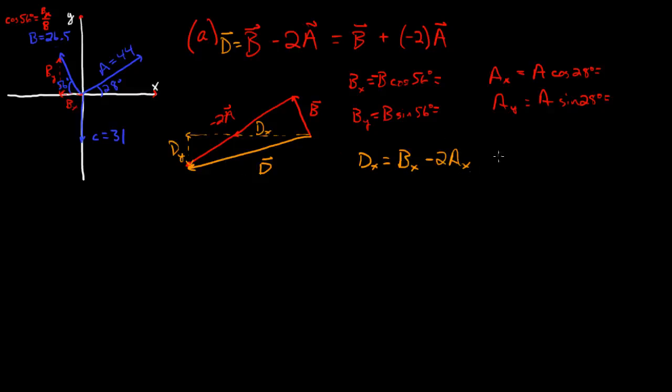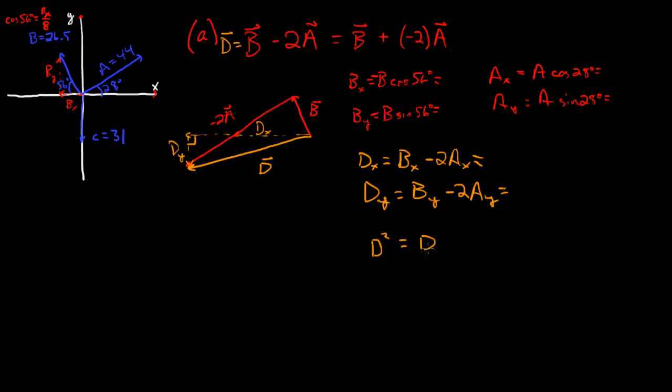Dy, similarly, is just By minus 2 times Ay, which all of these are just numbers. They shouldn't scare you. Okay. Plug those in, you get some number for those. Okay, if we want to find out how long vector D is, we can realize that this is a right triangle, and the Pythagorean theorem tells us that the hypotenuse squared is equal to the sum of the sides squared.